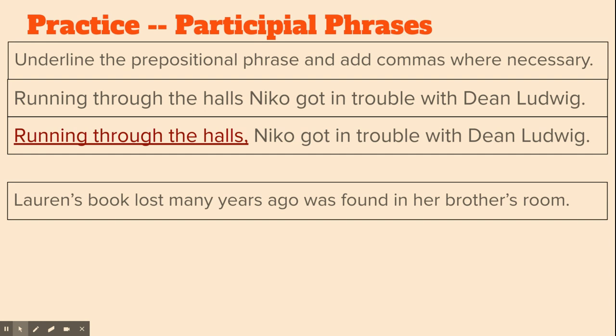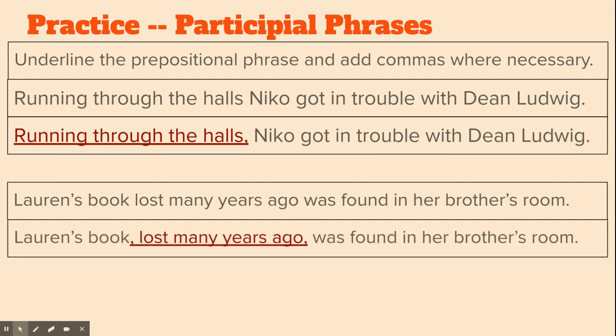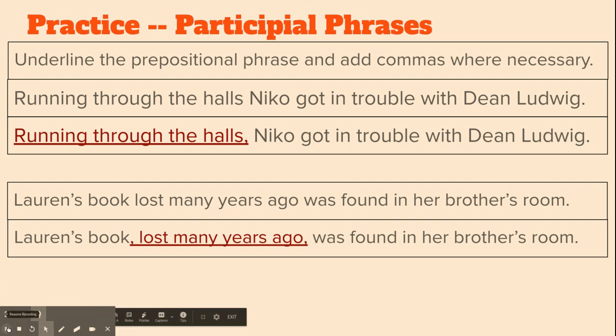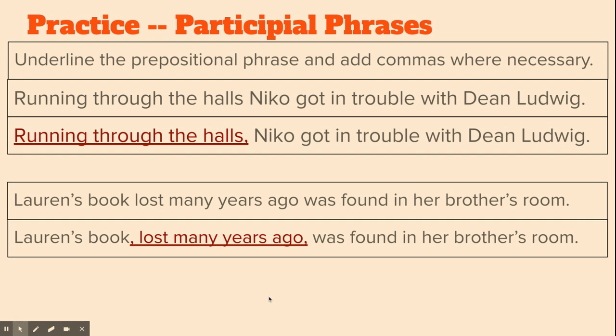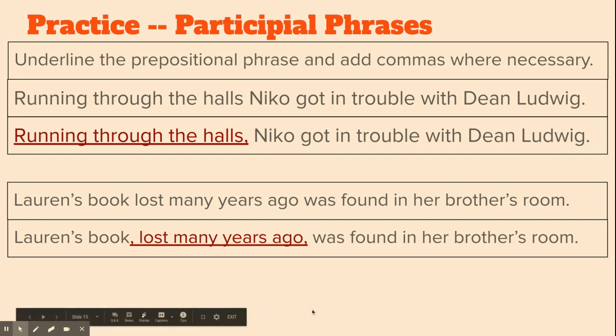Lauren's book, Lost Many Years Ago, was found in her brother's room. Lost many years ago is the participial phrase. My apologies for that pause. The bell was getting ready to ring. In this sentence, lost many years ago is set off with commas because that is not an essential part of the sentence.